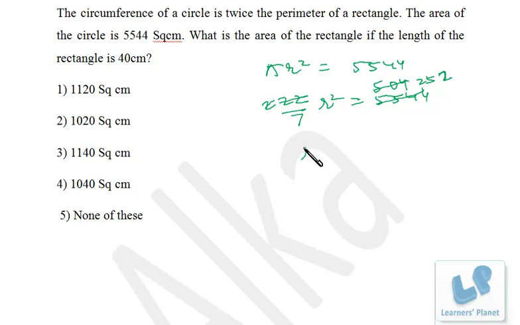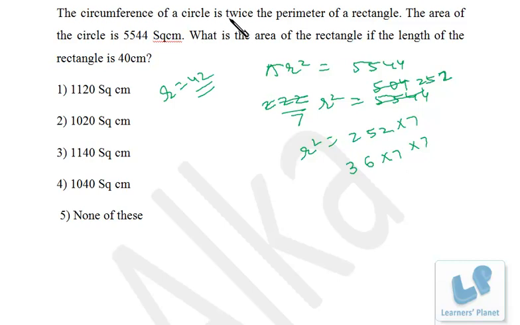So r square is 252 into 7, or we can say 7 3s are 21. So this is r square, so r must be 6 into 7, that is 42, right? So radius we got as 42.